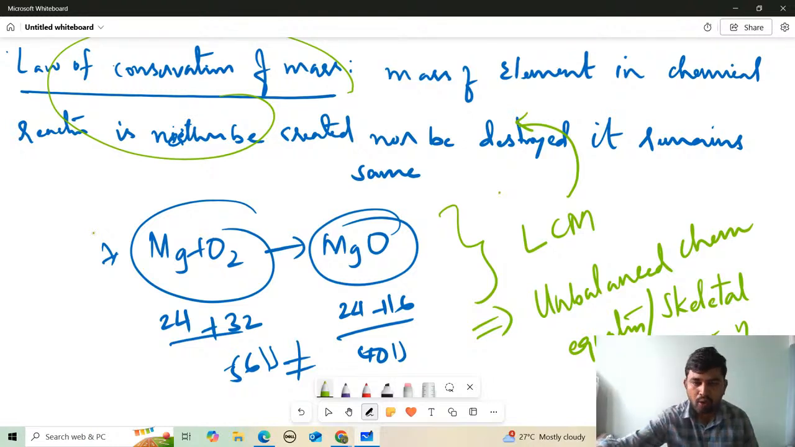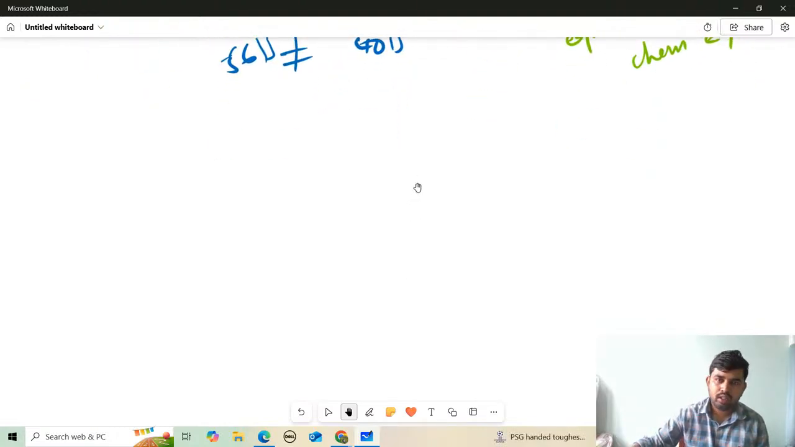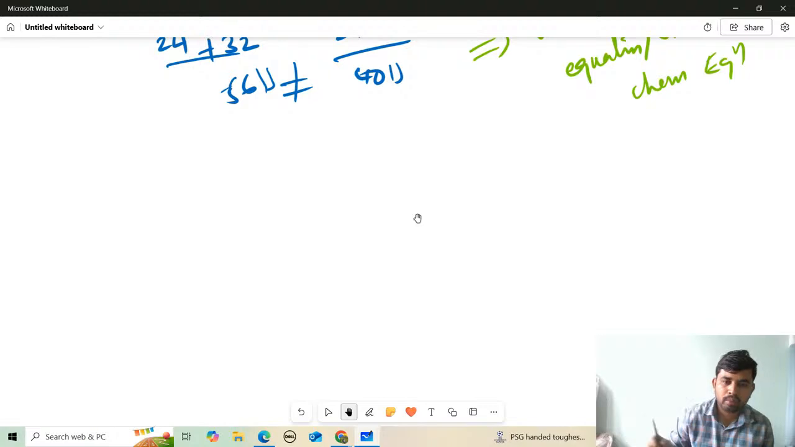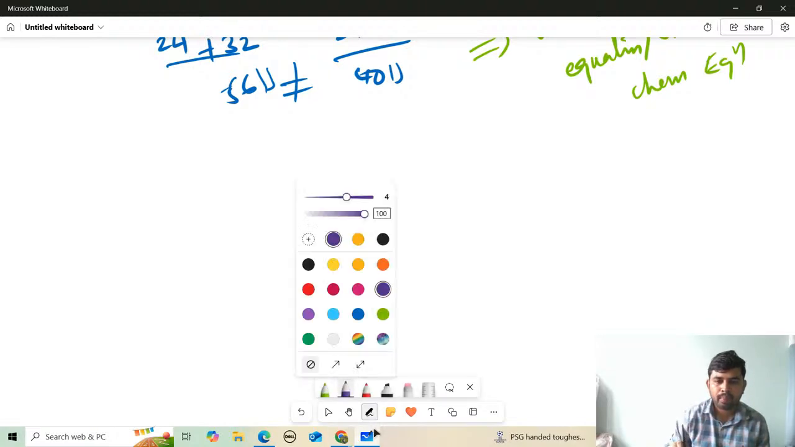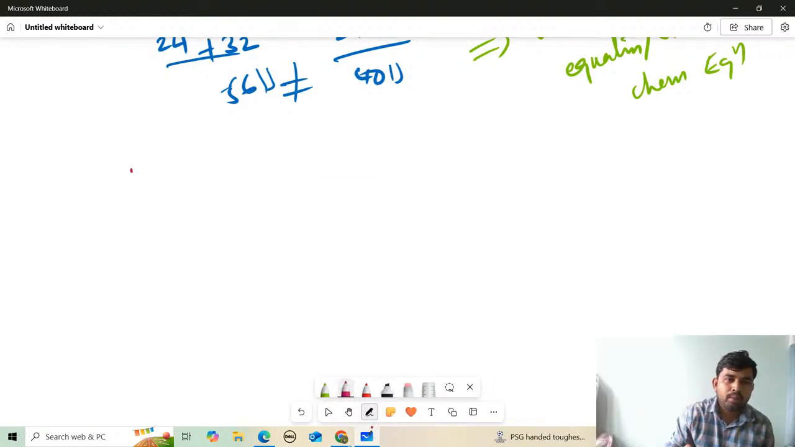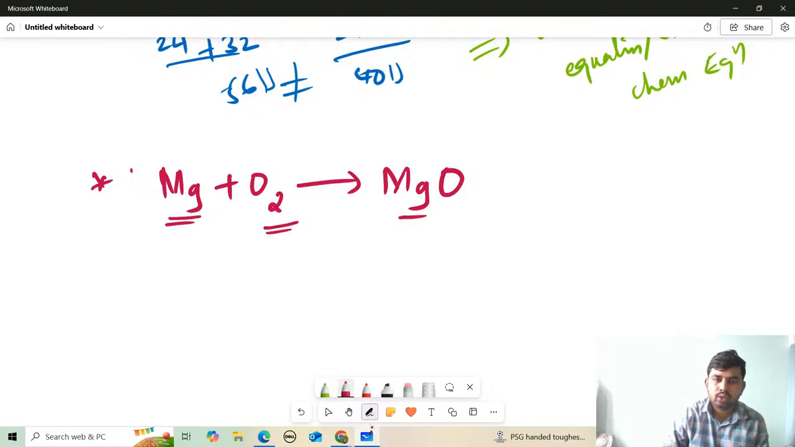Now how should we make this equation obey the law of conservation of mass? There are some simple modifications. It is called balancing the equation. Just remember, I'm taking the same equation: magnesium plus oxygen gives rise to magnesium oxide. These are the reactants. How many magnesiums are there? One. How many oxygens? Two are there.